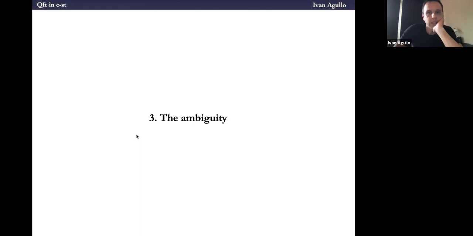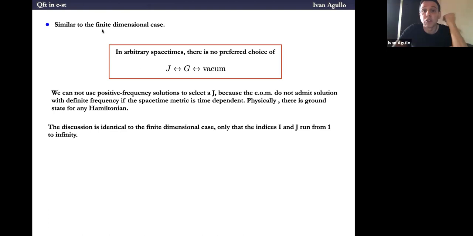The ambiguity, like here we have again, similar to the finite dimensional case. In arbitrary spacetimes, there is no preferred choice of either vacuum, complex structure, or positive definite metric. We cannot use positive frequency solutions because in arbitrary spacetimes, the equations of motion don't admit positive frequency solutions. These positive frequency plane waves only exist in Minkowski spacetime or spacetimes with a time-like Killing vector field, with a time-like symmetry.